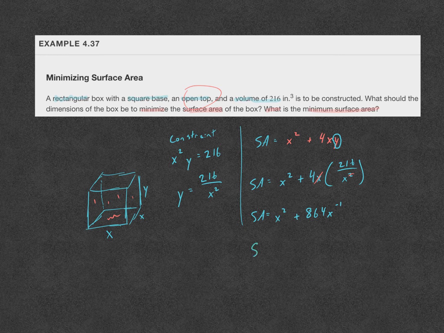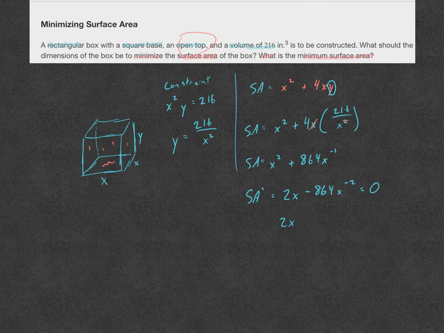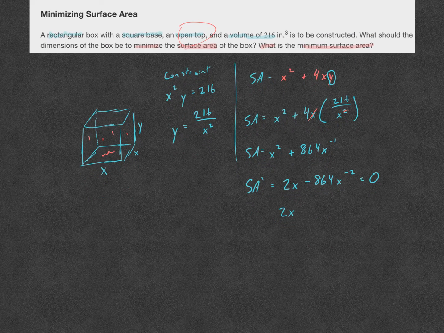Let's take our derivative. The derivative of surface area is 2x. Now bring the negative 1 exponent down, which becomes minus 864 x to the negative 2, and then we'll set that equal to 0. Now if I'm solving this equation, instead of leaving it with a negative exponent, it's going to be easier to write it back into the denominator. So I want to bring the negative exponent up when I'm taking derivatives, and pop it back down in the denominator when I'm solving. So 2x minus 864 over x squared is equal to 0.